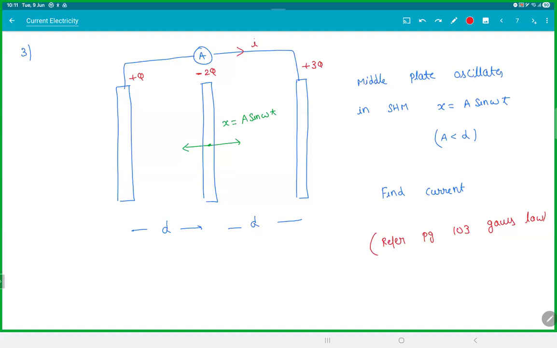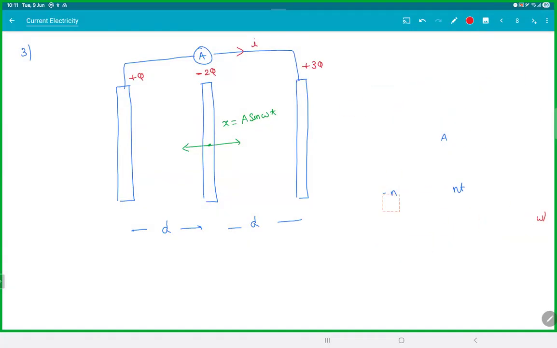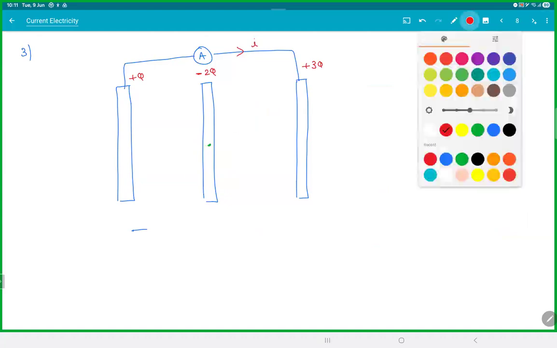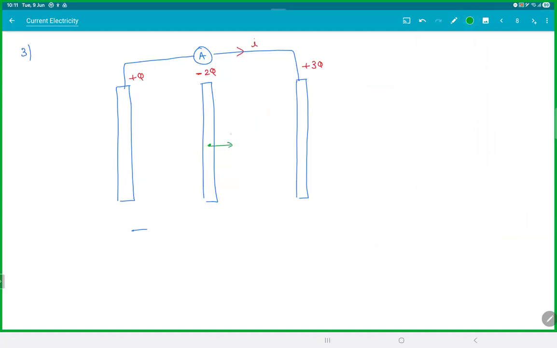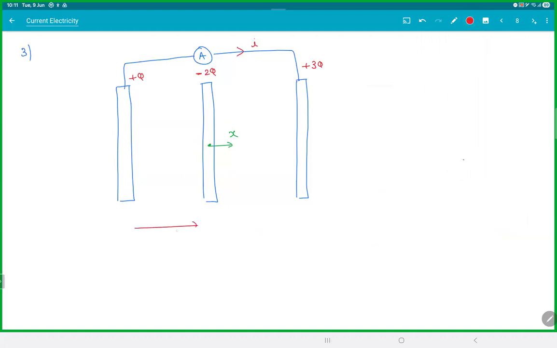Okay, let's see. When you do this kind of question, always assume the middle plate has moved by a distance x. So the picture will look like this. Let this thing go by distance x. What will happen to this distance? It will become d plus x. And this distance will become d minus x.